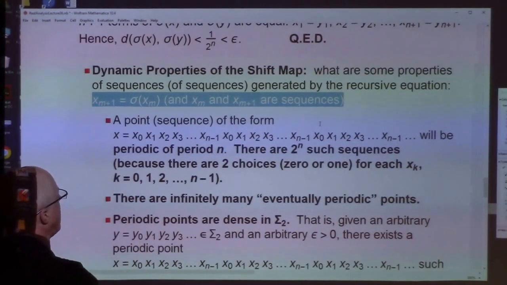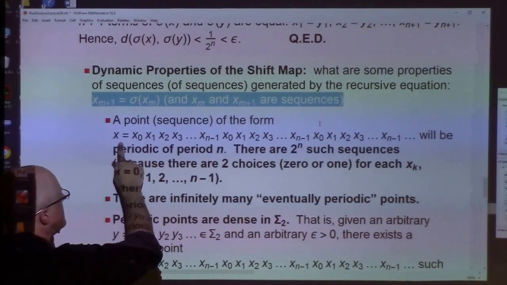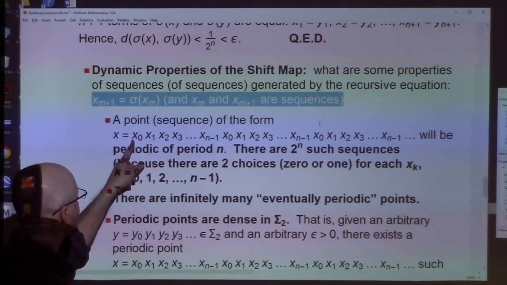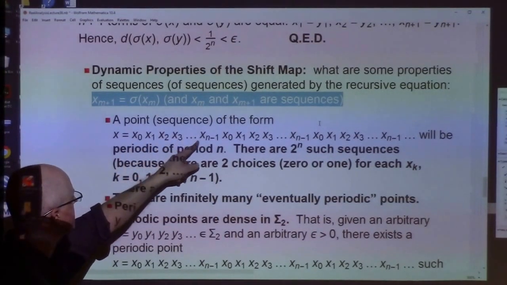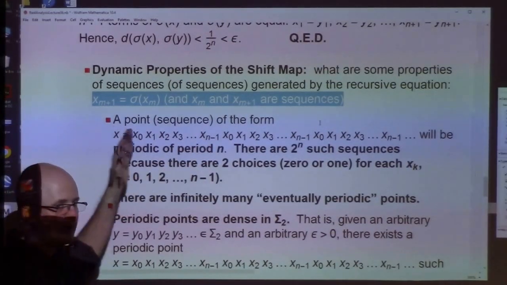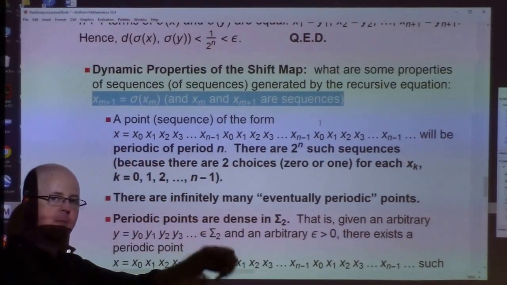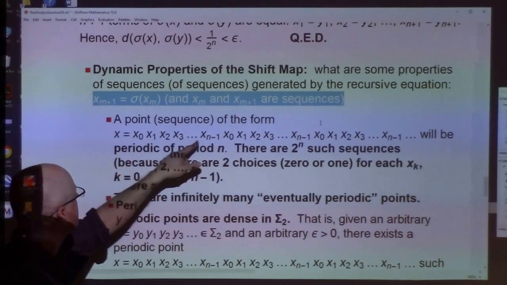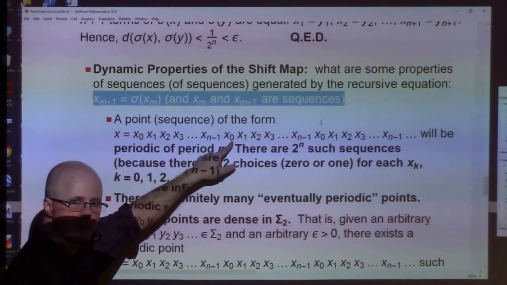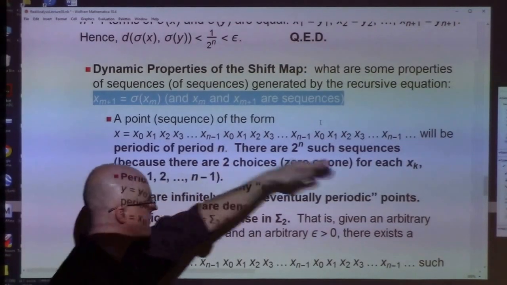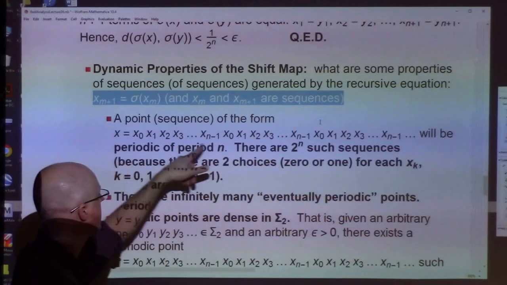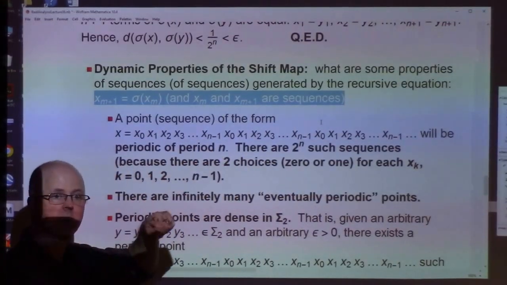Under the shift map, a point which is a sequence like this would be period n. Notice the pattern: x0, x1, x2, x3, etc., through xn minus 1. After n iterations of the shift map, where you delete the first term and shift everything to the left, essentially, you're going to be back where you started with the first term. And this pattern goes on forever, so this is going to repeat. Under the shift map, this is going to be a periodic point of period n.